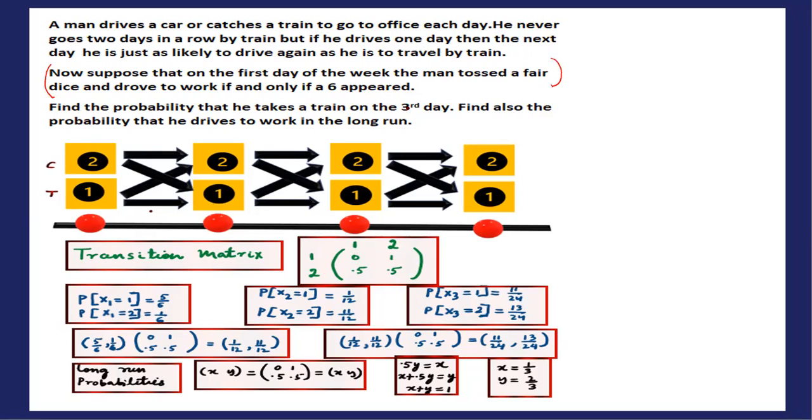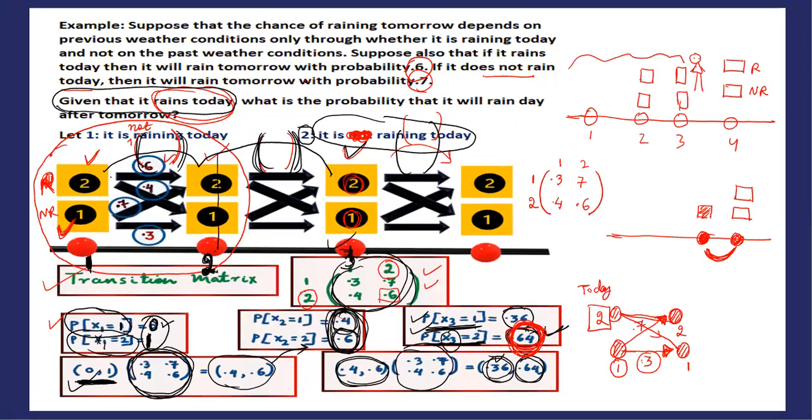And here there are two questions. One is the third day. Find also the probability that he drives to work in the long run. There are two problems here. This gives you the initial probability distribution. Remember in the last problem, the initial probability distribution was given that it rains today. So it rained or it didn't rain. At the end of the day, you know that it rained. So 100%, we have taken 0, 1.